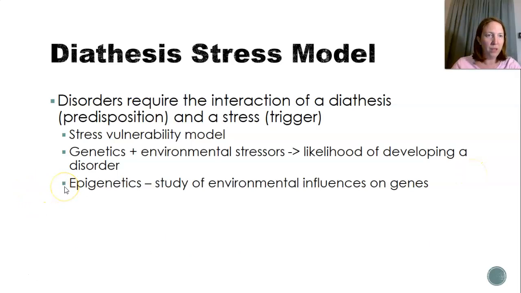There's evidence that supports this idea through the study of epigenetics, which is the study of environmental influence on genes. So basically, maybe you're born with a gene that could lead to a mental illness, or perhaps at a young age you experience a trauma and it leaves a marker on your genes, which later on could lead to a mental illness if you are exposed to a certain environmental stressor.